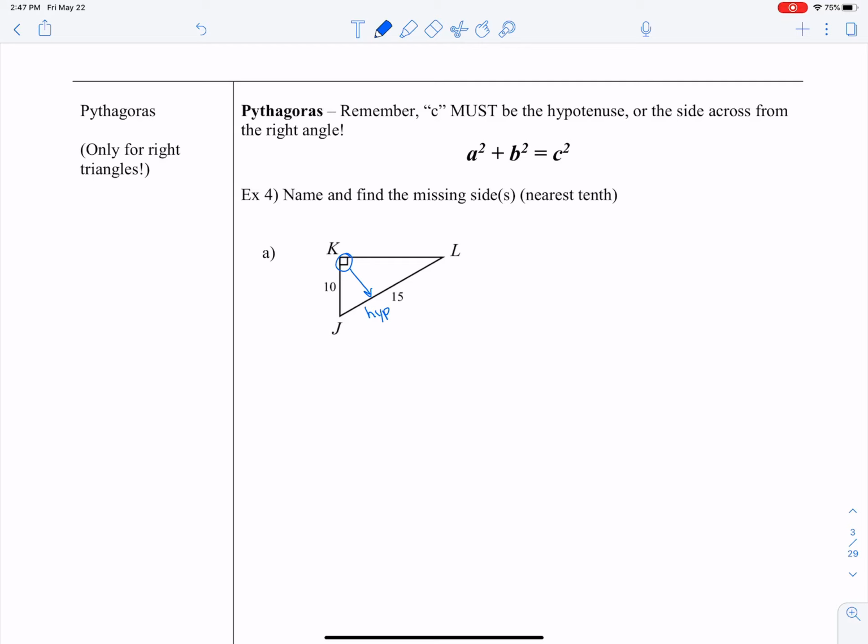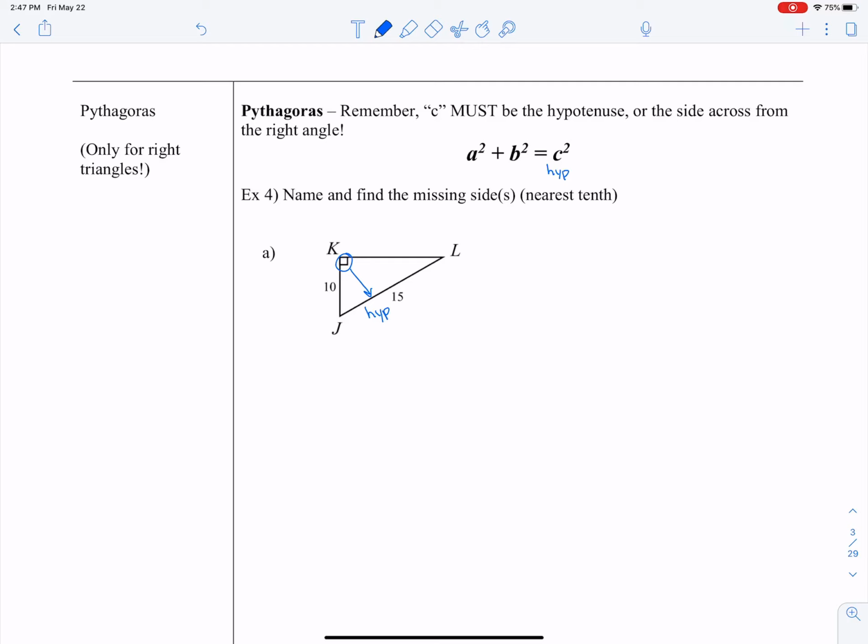And the hypotenuse must be the C. For the A and the B, they're going to be the other two sides, and it doesn't matter which is which of the other two sides. You can call this side A and this B, or this B and this A, it doesn't matter. The only one that's really important is the hypotenuse. It has to be the C. So we're going to write hypotenuse there. Okay, so let's use our formula.